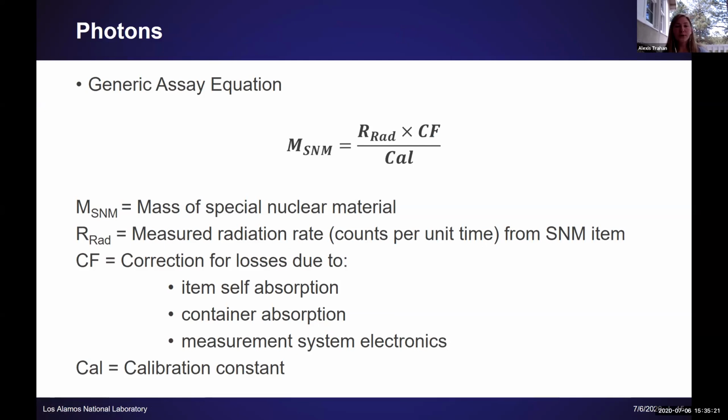For photons, we use this generic assay equation, with an emphasis on generic, because this applies to pretty much anything. The idea is that your mass of special nuclear material is proportional to your measured radiation rate, or intensity. So how many gamma rays do you detect per unit time in some energy bin? And then that value is corrected for things like self-absorption within your material, container absorption in whatever is holding your special nuclear material, and your measurement system electronics, which may be sensitive to things like dead time.